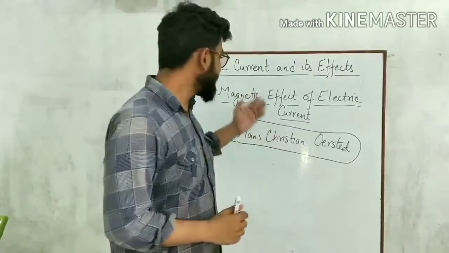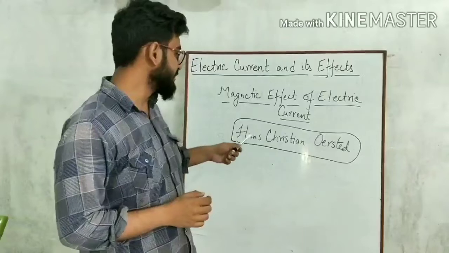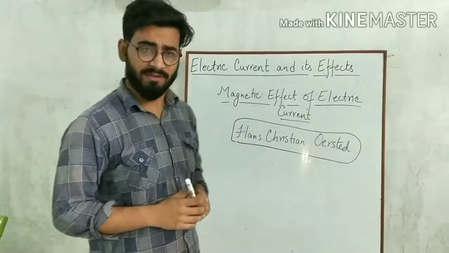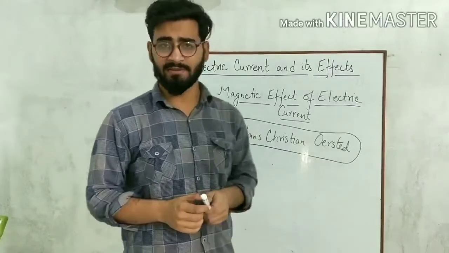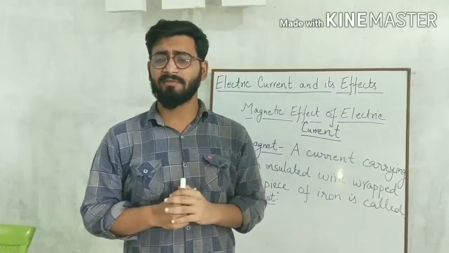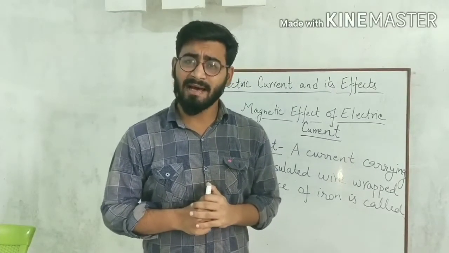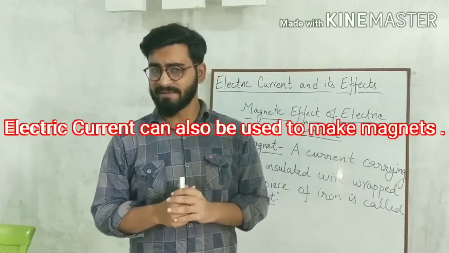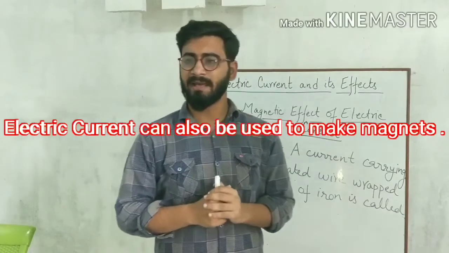This magnetic effect of electric current was first noticed by a scientist named Hans Christian Ørsted. Who noticed it? Firstly, Hans Christian Ørsted. Now as you have understood the magnetic effect of electric current, we can say that electric current can also be used to make magnets.